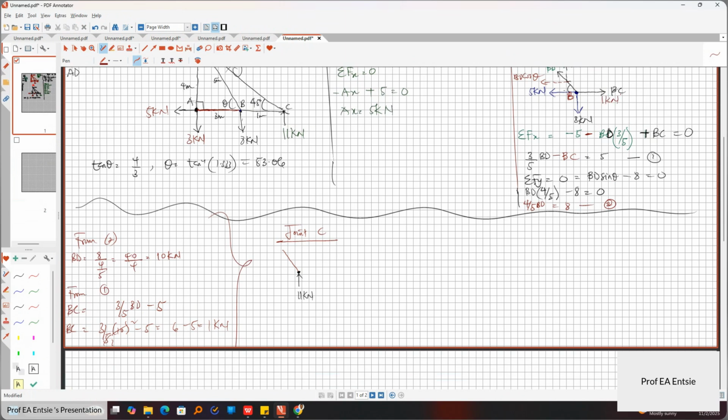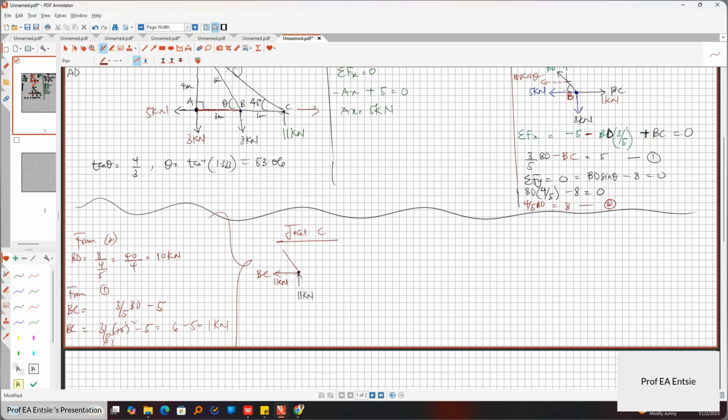So it went to the right on joint B. So when it comes to joint C, it should move to the left. If it goes to the right, it means joint C will move further away, which will make the truss system move towards the side. So it will come to the left. And you know the value there. This is 1 kilonewton.